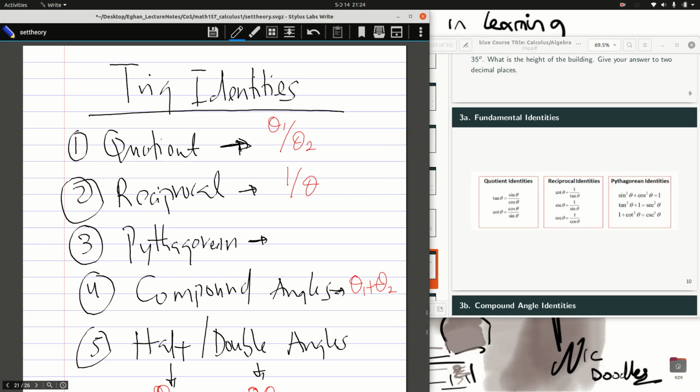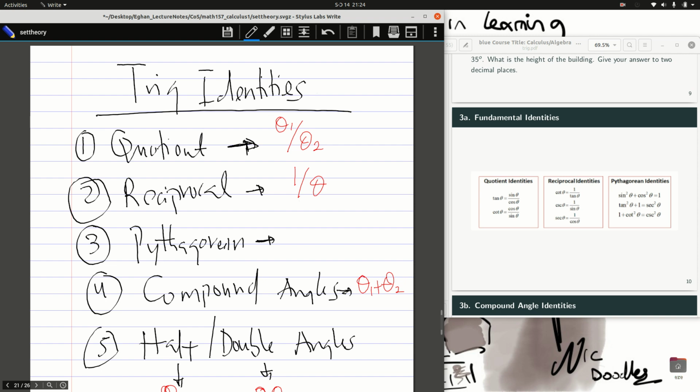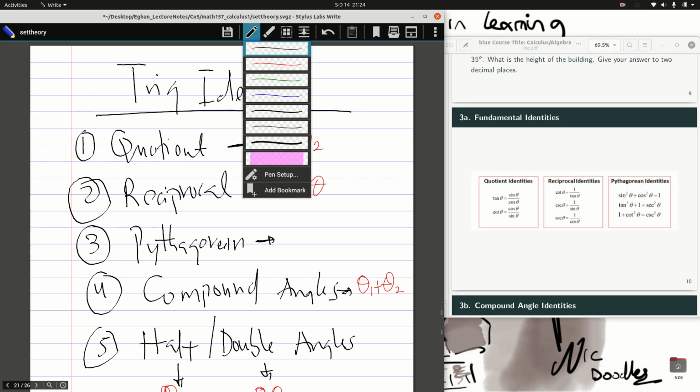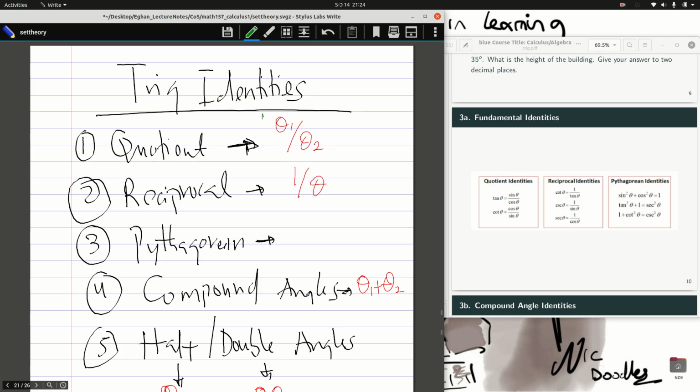So we move on to the trig identities. With the trig identities, we have 5 common types of identity we are going to employ in our lectures. One is the quotient. When you hear the word quotient, you know something comes to mind. It is something over something that gives you a quotient. Reciprocal means 1 over something.